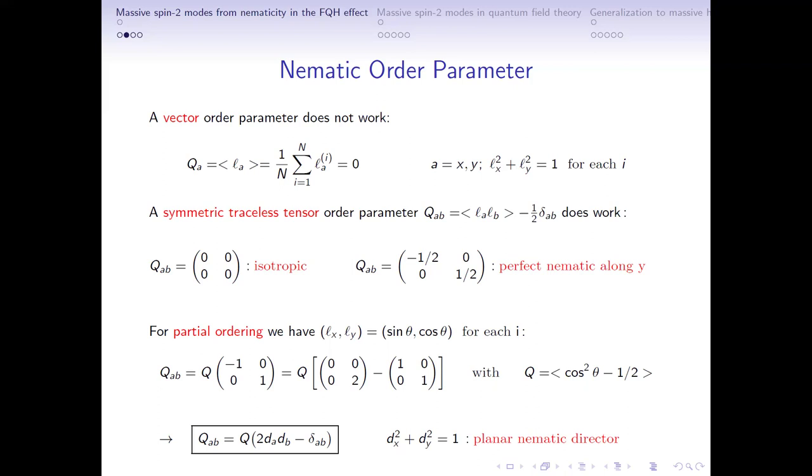So if you deviate a little from isotropic, which is what we will do, Q is very small. And you already see it smells of a kind of spin 2 behavior, because it's a symmetric traceless tensor.